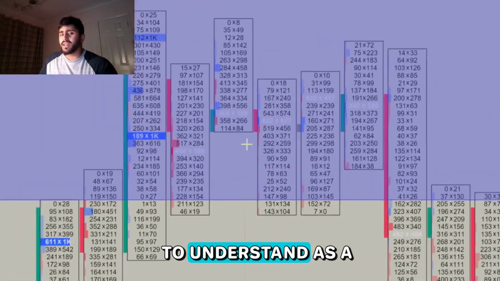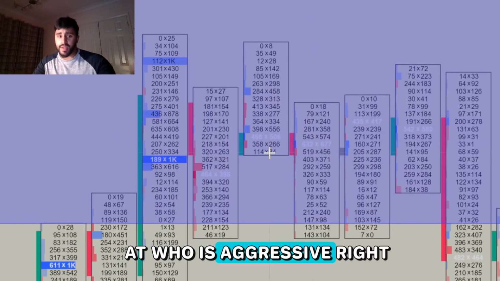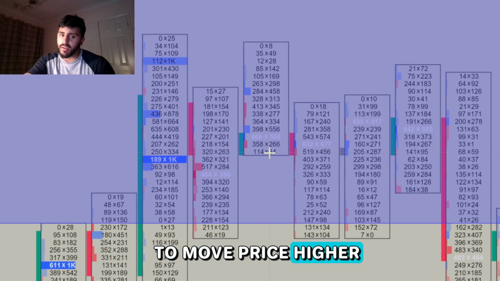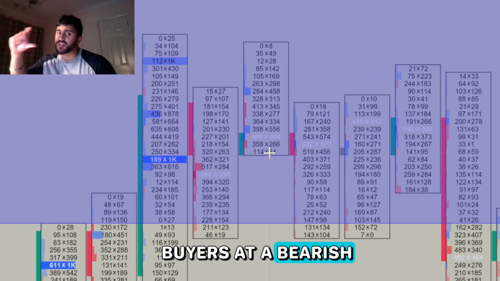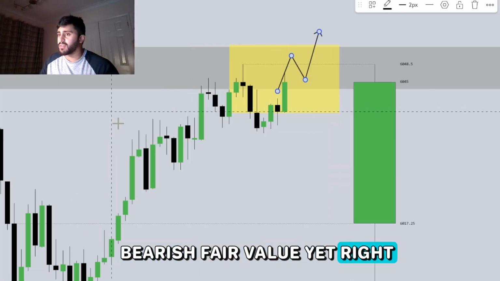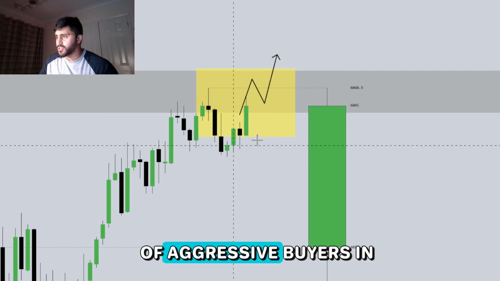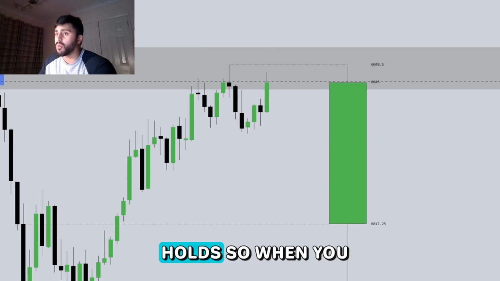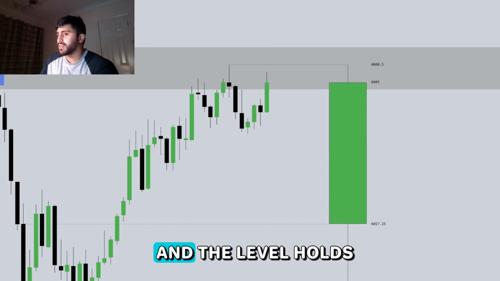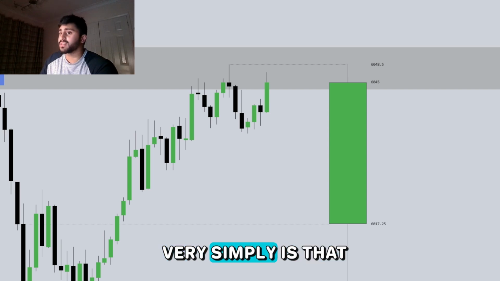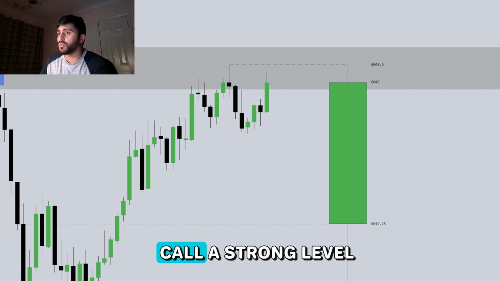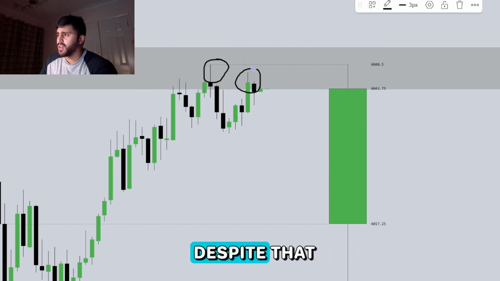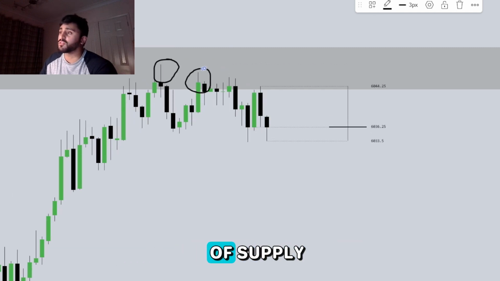But what we need to understand as a trader is we need to look at who is aggressive. If the buyers are aggressive, their only goal is to move price higher. So when we see aggressive buyers at a bearish fair value gap, and remember, this is a bearish fair value gap, we have a lot of aggressive buyers in this region. What you need to understand is that the level itself holds. So when you see a lot of aggressive buyers and the level holds, what this means very simply is that the level itself is strong. This is what we call a strong level. Here we had lots of aggressive buyers and here we had lots of aggressive buyers. Despite that, the market was able to find an area of supply.